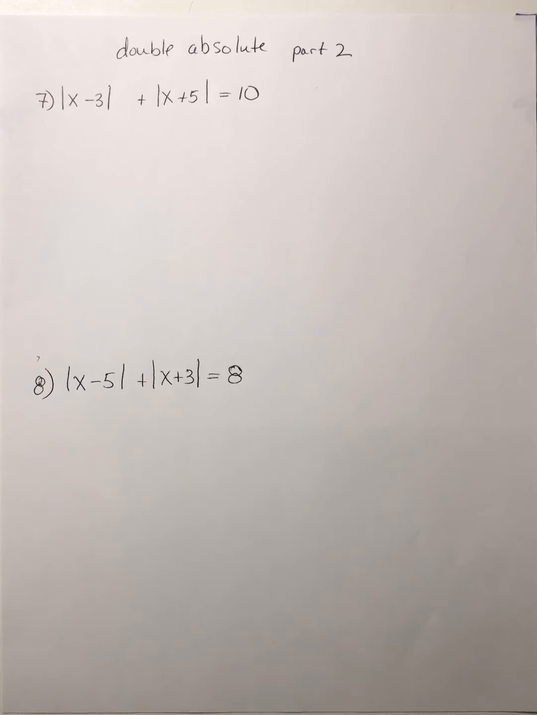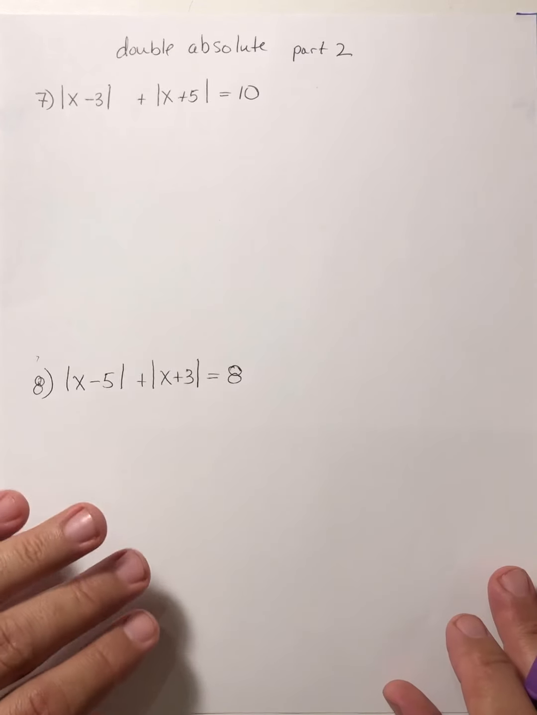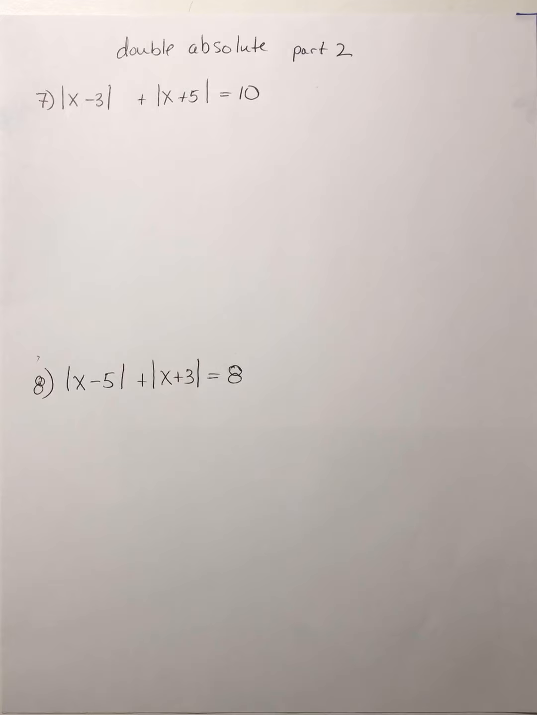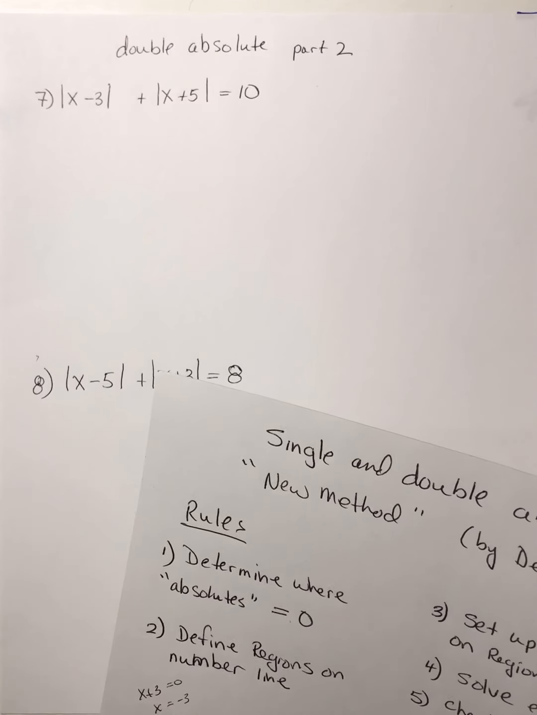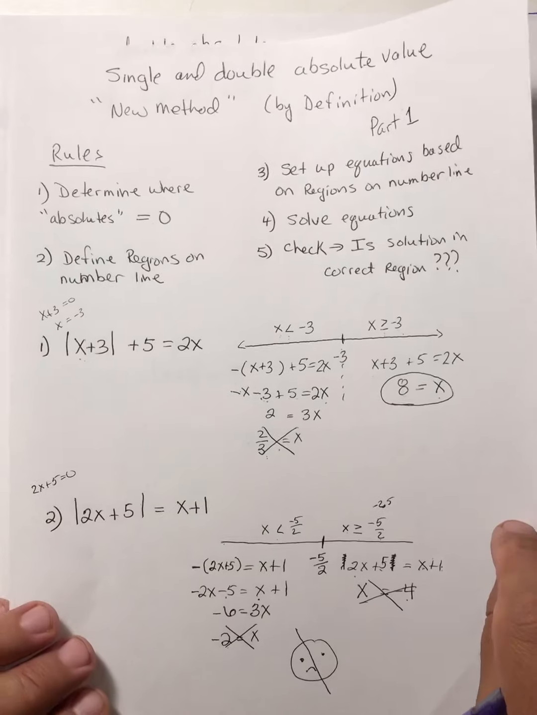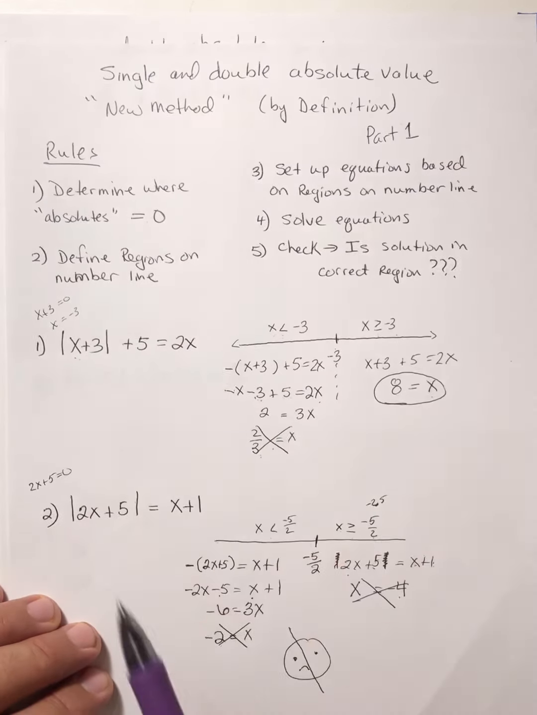All right, double absolute values, part 2. So remember yesterday we did the double absolute value problems. We started the single absolute value problems and we did the new method. We did the number line method.